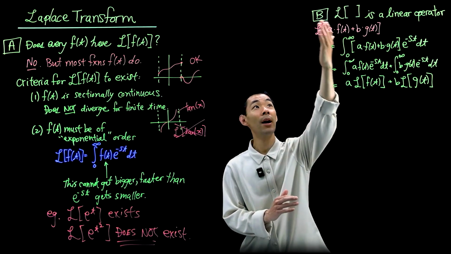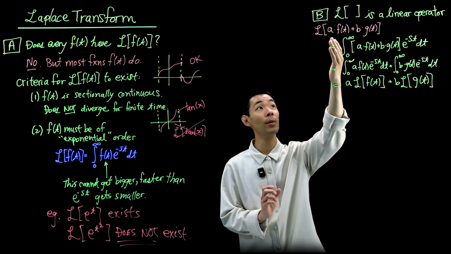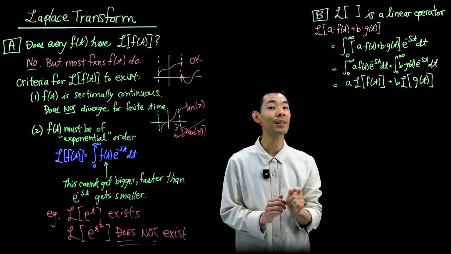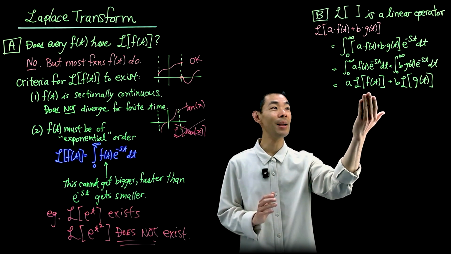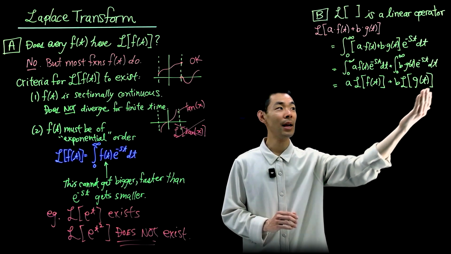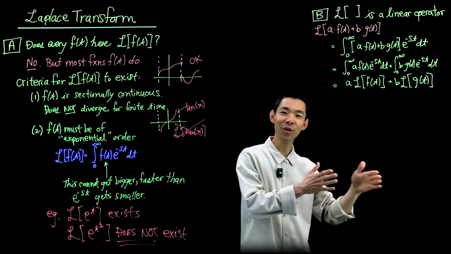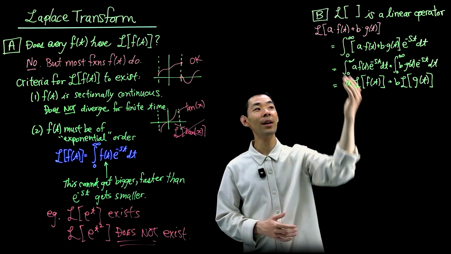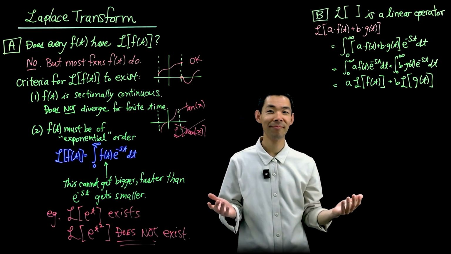If you have some operator operating on a sum of two separate terms, each multiplied by a constant out in front, it is nothing more than the constant a times the Laplace transform of f plus another constant b times the Laplace transform of g. So it just linearly operates on each term, and constants out in front can just pop outside like you would expect for any linear operation.